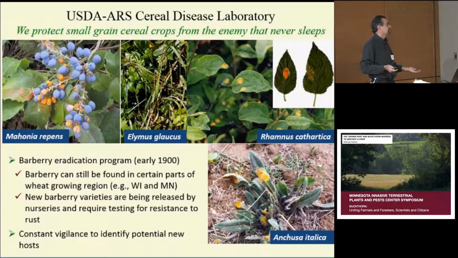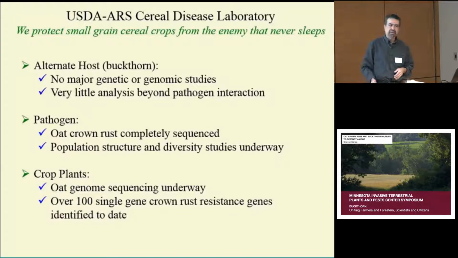There are some that haven't been identified, people haven't looked for them, and we are essentially in search of finding alternate hosts, finding what is out there that can cause genetic variability in the pathogen. The major problem, and this is the part that hasn't been addressed, is essentially studying the alternate host. Is there variability in the alternate host? Is there any genetic variability in it? There are no genetic studies or genomic studies.